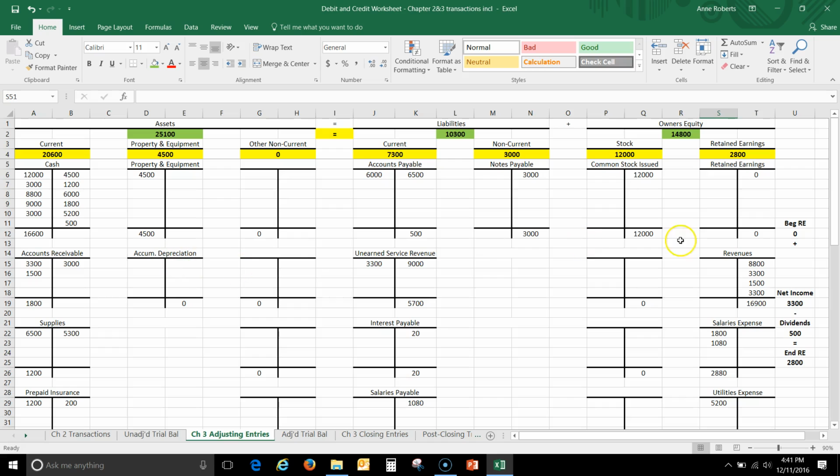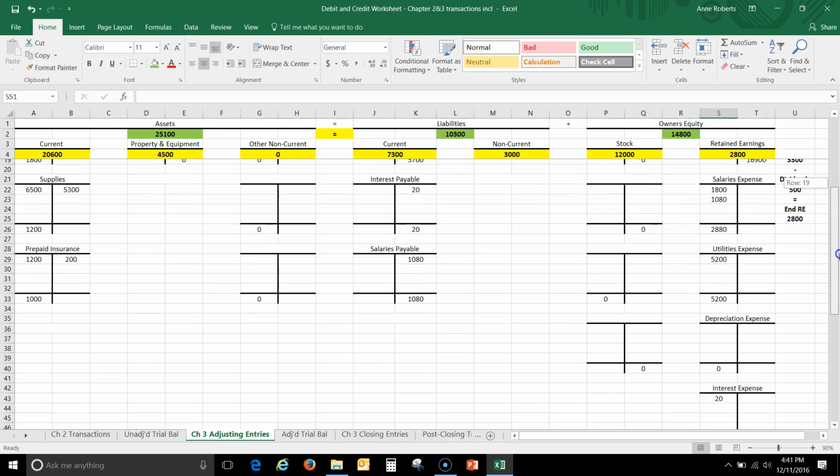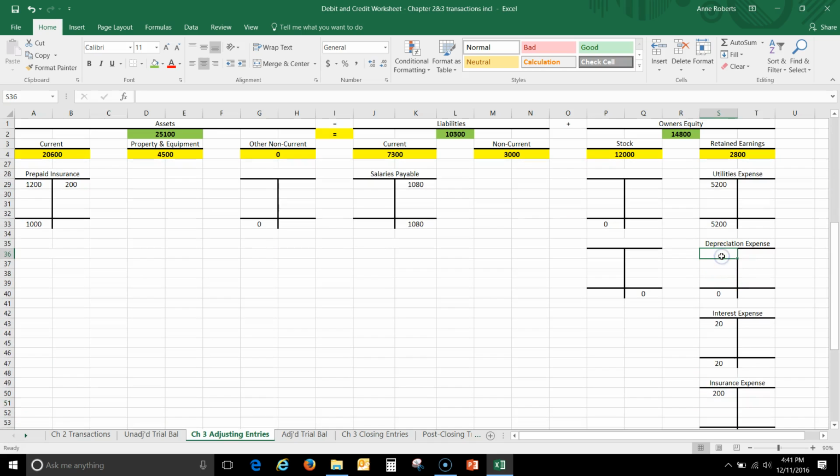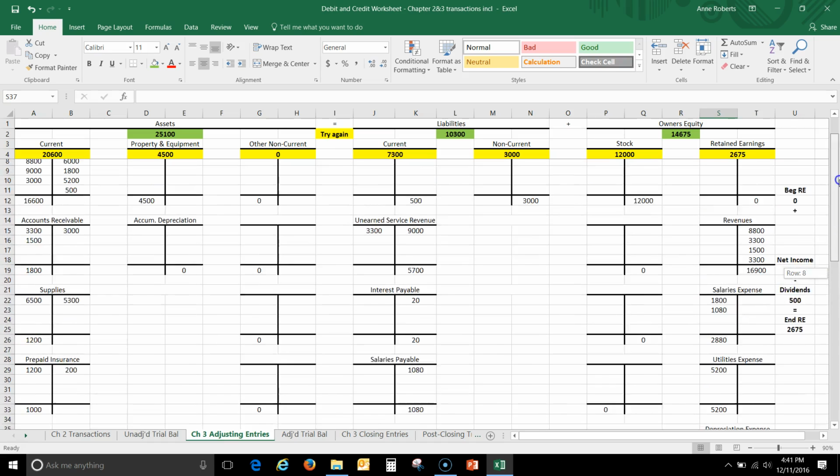So when we record the depreciation expense, let's find depreciation expense, we need a debit there. So put in $125. Again, the expense goes up, net income goes down, retained earnings goes down, equity goes down. All right. So now we've got one side of the journal entry recorded. So notice it says try again. So we come over here to the accumulated depreciation account.